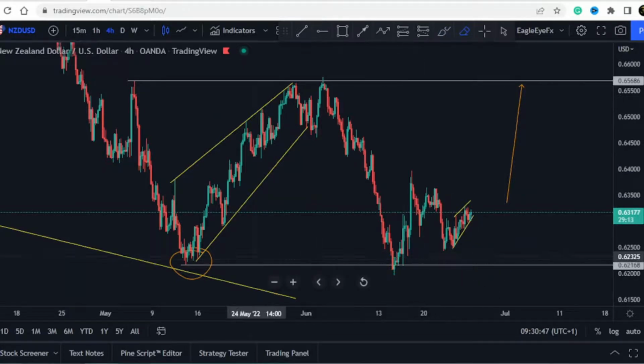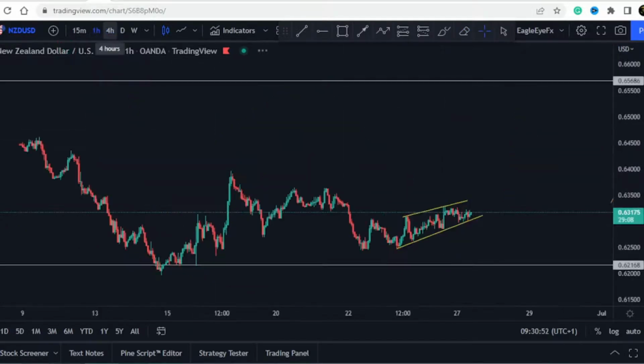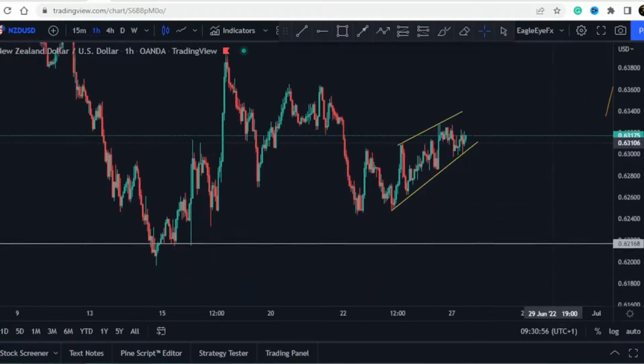You don't want to rush into trades. Today is Monday also. You don't want to start rushing into trades and chasing the market. Just allow the market to come to you, and don't be in a rush.